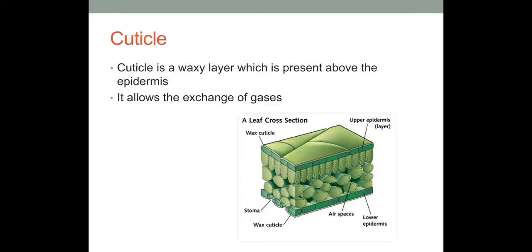Cuticle is actually a waxy layer. It is actually there to prevent the loss of water from the plant. It is a waxy layer which is present above the epidermis, but it also allows the gases to be exchanged. It also allows the exchange of gases through it. So some of the gases get exchanged with the help of the cuticle.